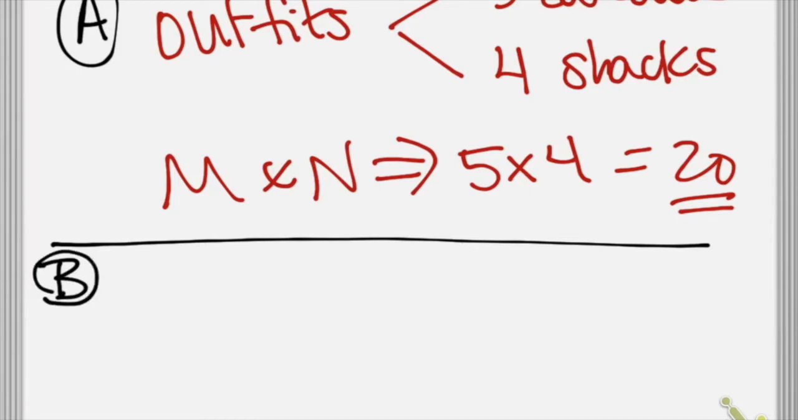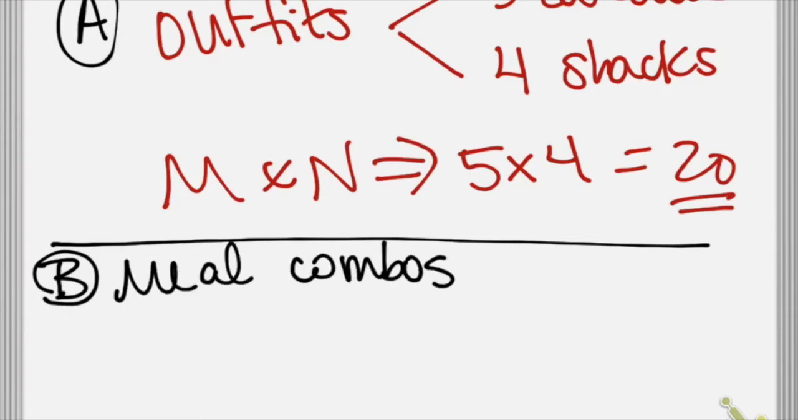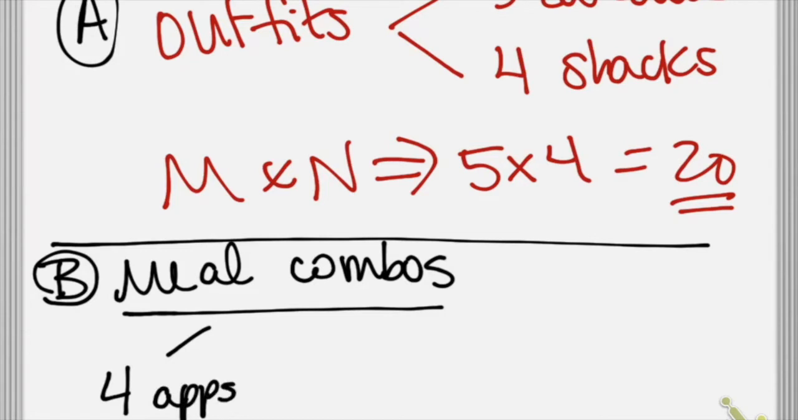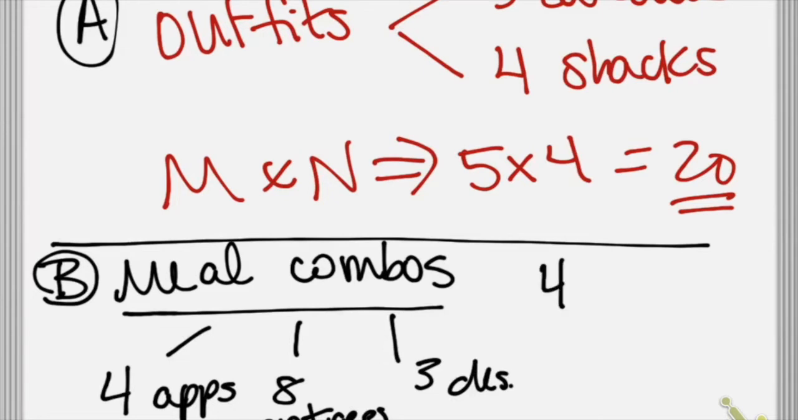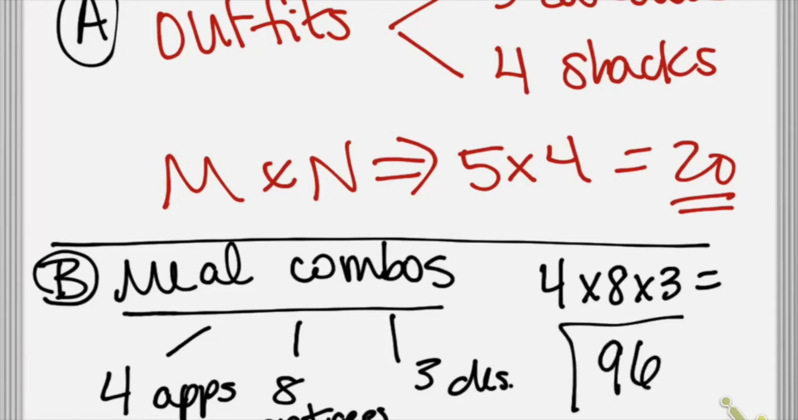Let's suppose we have a restaurant and we're trying to see how many different meal combinations, so meal combos, we could have. There are 4 different appetizers that people can select from, there are 8 entrees, and there are 3 desserts. And so again, it's just 4 times 8 times 3, or we have 96 different combinations of meals that could be put together given those options. So that is the multiplication formula.